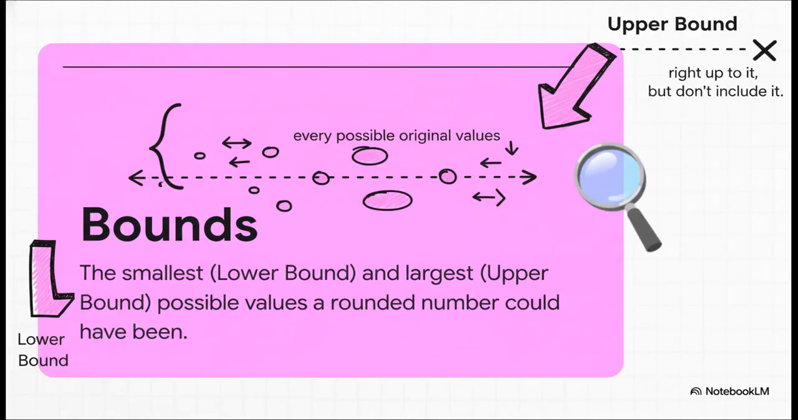So let's get this straight. What even are bounds? Well, it's pretty simple. The lower bound is the absolute smallest number that would still round up to our value. And the upper bound? That's the cutoff point, the smallest number that would round up to the next value. So the original true number could have been anything in between.